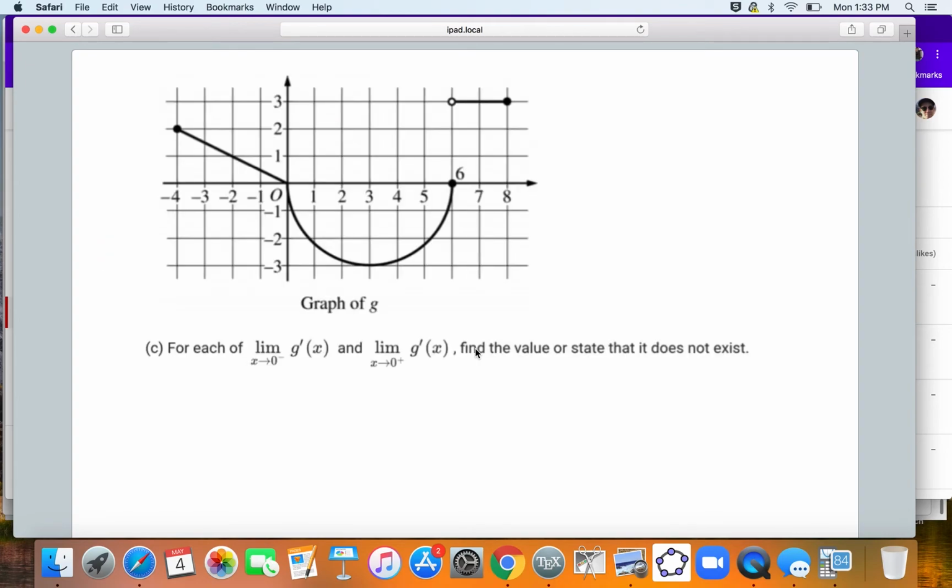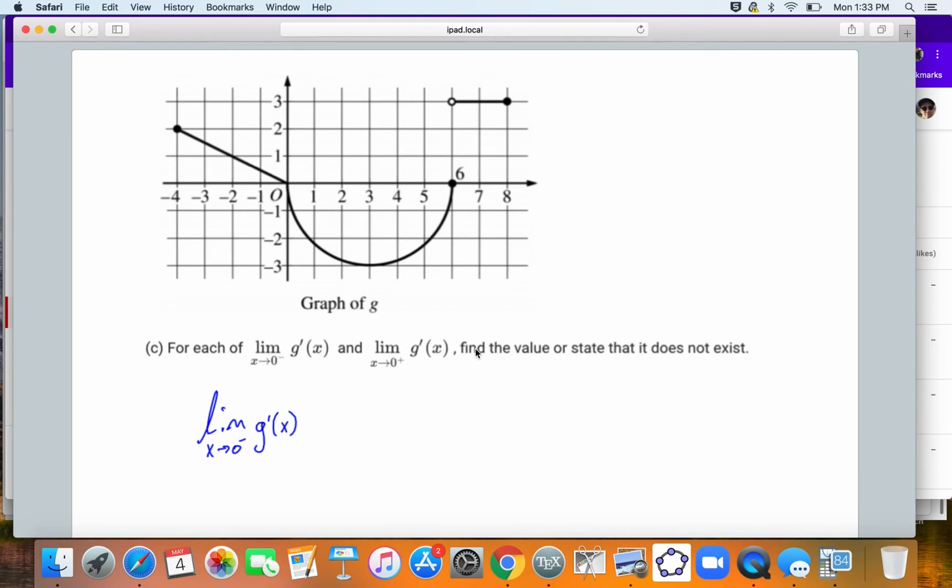Alright, so for each of the limit as x approaches 0 from the left, g prime of x, and the limit g prime of x as x approaches 0 from the right, find the value or state that it does not exist. It's a little bit of limit practice here. So as we approach 0 from the left of g prime of x, so they're referencing the slope.